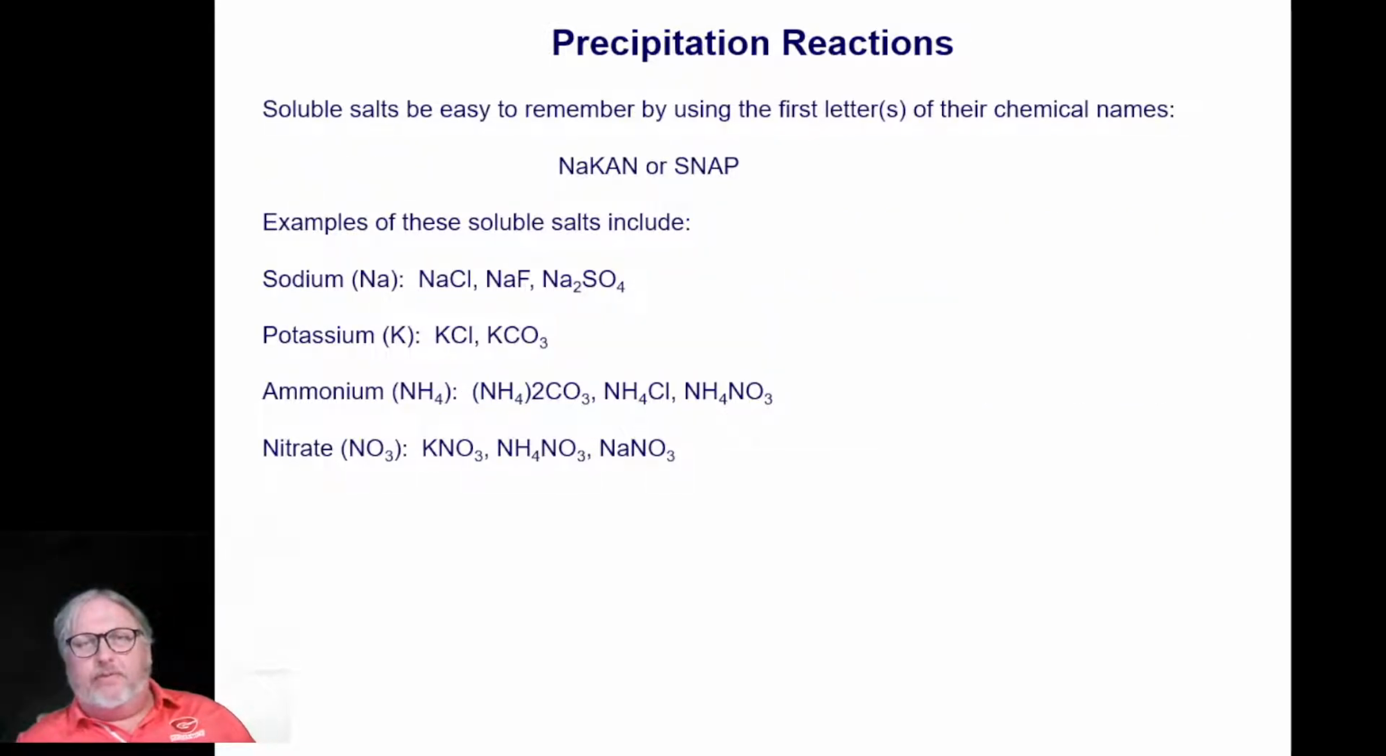So, easy way to remember it, there's two ways. You can go NaCN, sodium, potassium, ammonium, nitrate, or I like SNAP: sodium, nitrate, ammonium, and potassium. Whatever floats your boat. Okay, so these are some examples of soluble salts: sodium chloride, sodium fluoride, sodium sulfate, potassium chloride, potassium carbonate, ammonium carbonate, ammonium chloride, ammonium nitrate, then of course potassium nitrate and sodium nitrate. So yeah, those are always soluble in water.